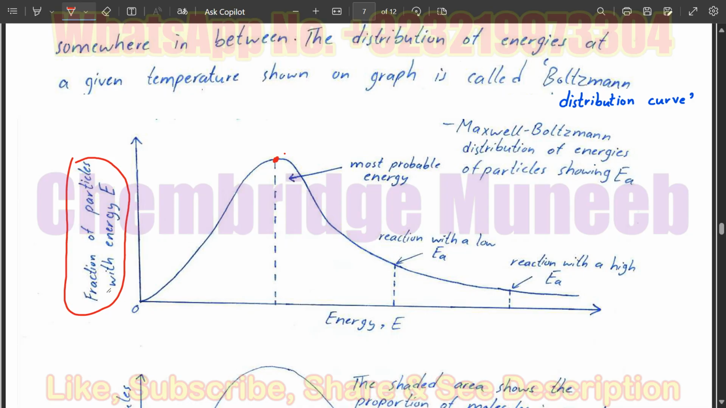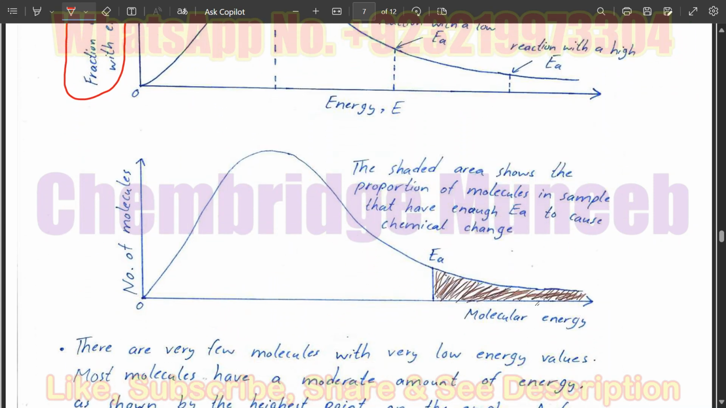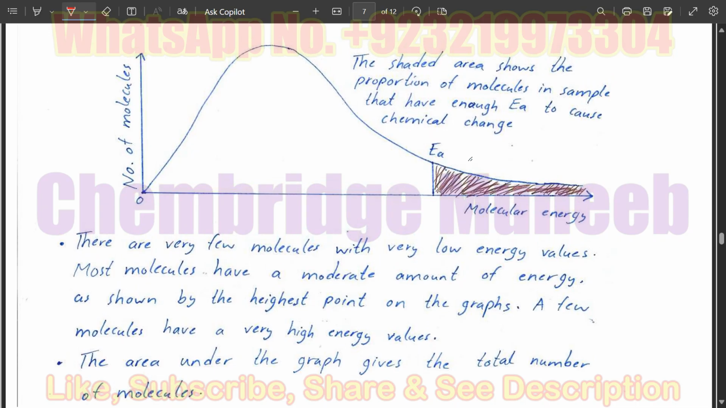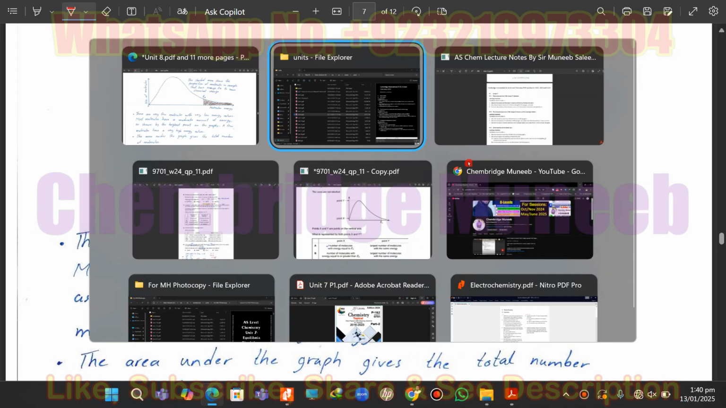And as we move to the right side, the number of molecules is decreasing and the energy is also increasing. So a very small number of molecules are present on the right side which have energy equal to or greater than the activation energy.